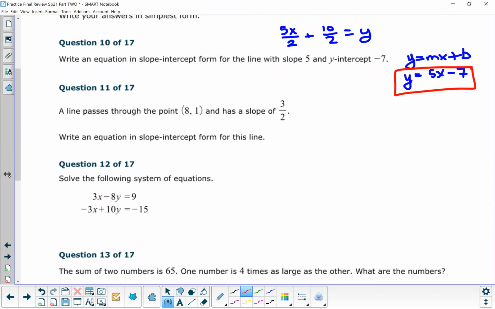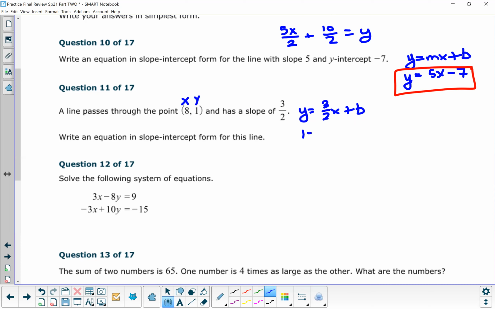Question 11, we have a line that passes through the point (8, 1) and has a slope of 3/2. Write an equation in slope-intercept form for this line. So this particular line, we have the slope, so we already know y equals 3/2 x plus b. But we need to find b. So in order to get b, we'll substitute for x and y. We're going to substitute 8 for x and 1 for y.